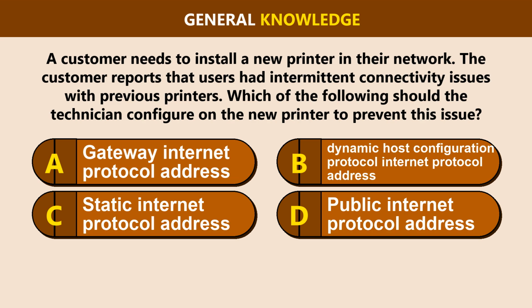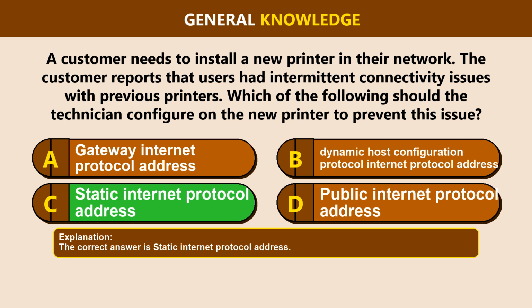Question 51. A customer needs to install a new printer in their network. The customer reports that users had intermittent connectivity issues with previous printers. Which of the following should the technician configure on the new printer to prevent this issue? Option A, Gateway Internet Protocol address. Option B, Dynamic Host Configuration Protocol Internet Protocol address. Option C, Static Internet Protocol address. Option D, Public Internet Protocol address. The correct answer is option C, Static Internet Protocol address.